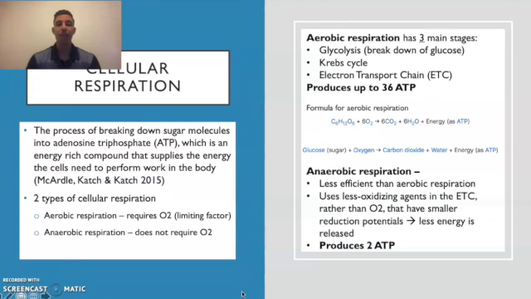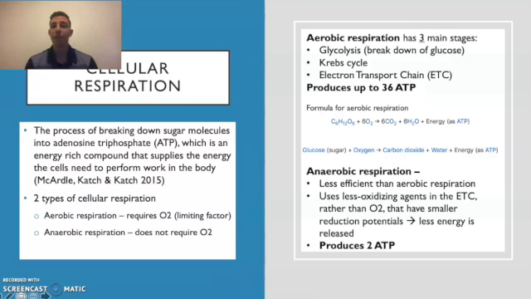All right, so first we're going to be looking at cellular respiration, which is the catabolism of glucose. Basically, this is a process of breaking down sugar molecules into ATP, adenosine triphosphate, which is an energy-rich, energy-potential compound that supplies energy to the cells so that they can perform work of the body. There are two types of cellular respiration. There's aerobic, which requires oxygen. So obviously when there isn't oxygen, or when exercise is too intense, we're not able to use this type of cellular respiration. And then there's anaerobic, which does not require oxygen.